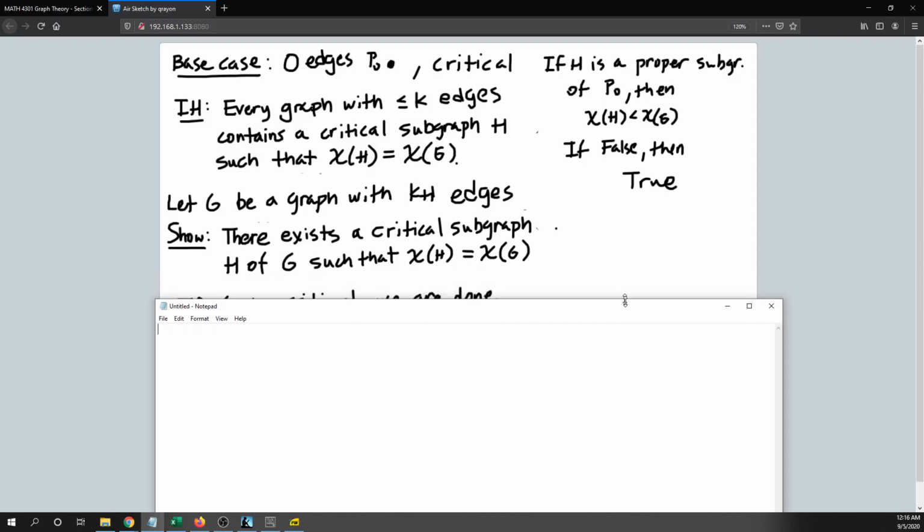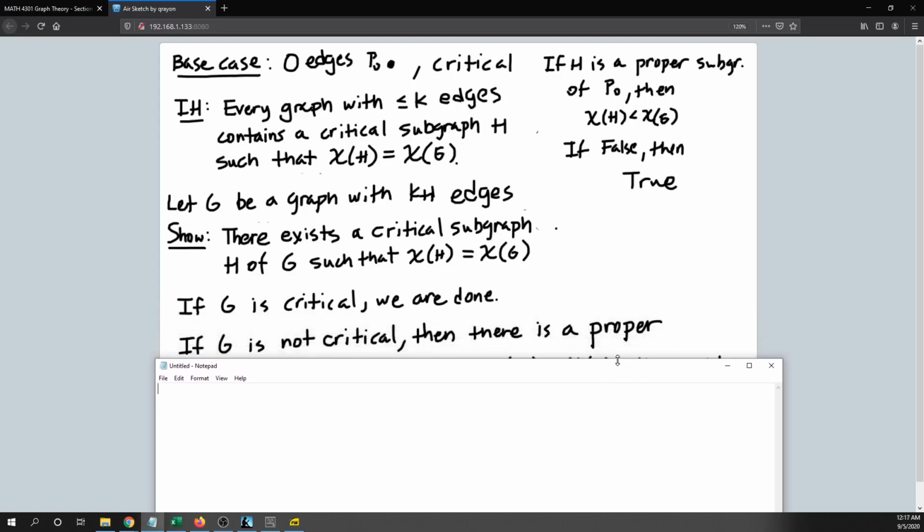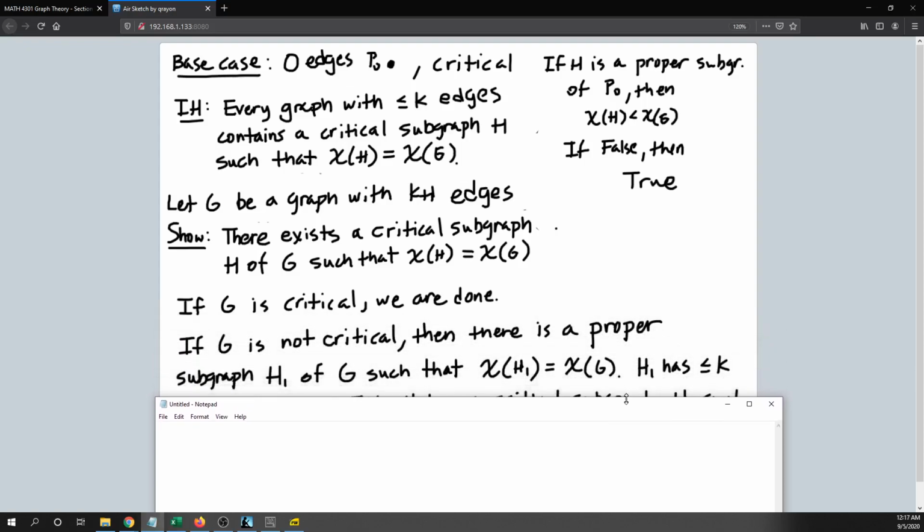All right, so if G is critical, then we're done. We don't have to do anything further, right? Because the H, the critical subgraph, would just be G itself, okay? And obviously, G has the same chromatic number as itself. So really, we would not have to do anything there. All right, if G is not critical, then we know by the definition of critical that there is a proper subgraph H1 of G such that the chromatic number of H1 equals the chromatic number of G.